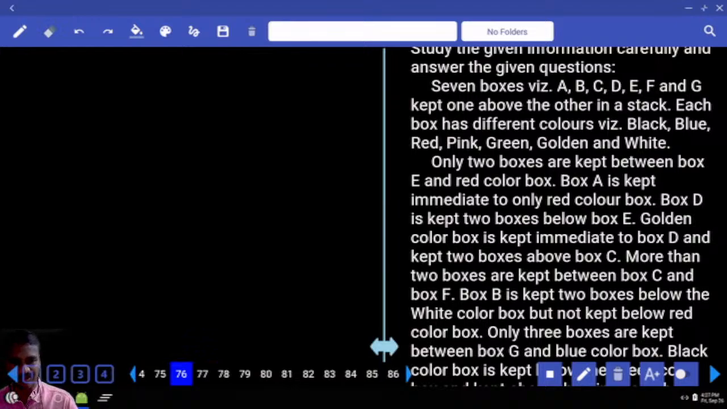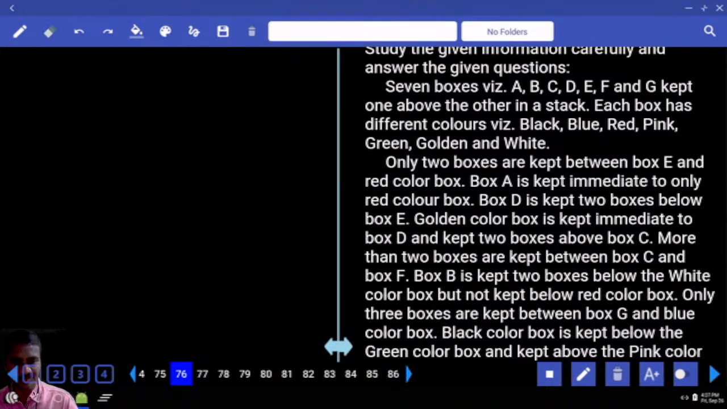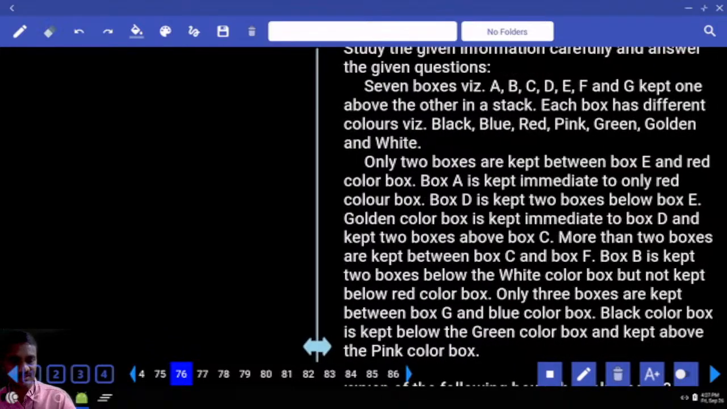Now there are 7 boxes. What are the 7 boxes? A, B, C, D, E, F, and G are the 7 boxes, and they were stacked one above the other. Only 2 are kept between E and the box which is red color. Now between E and the red box, there must be exactly 2.